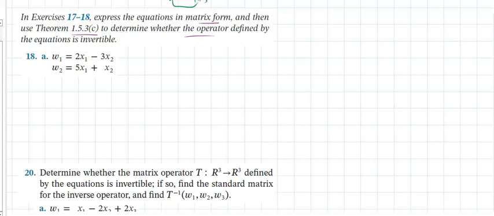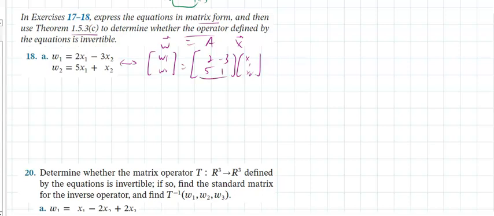So what they're saying is, rewrite this as a matrix equation, W equals the matrix 2, negative 3, 5, 1 multiplied by x1, x2. So basically W is written as AX. That's really what you go for. Well, you look at this matrix and you figure out if there is an inverse. Let's see, yep, that one is invertible. That's not an issue.